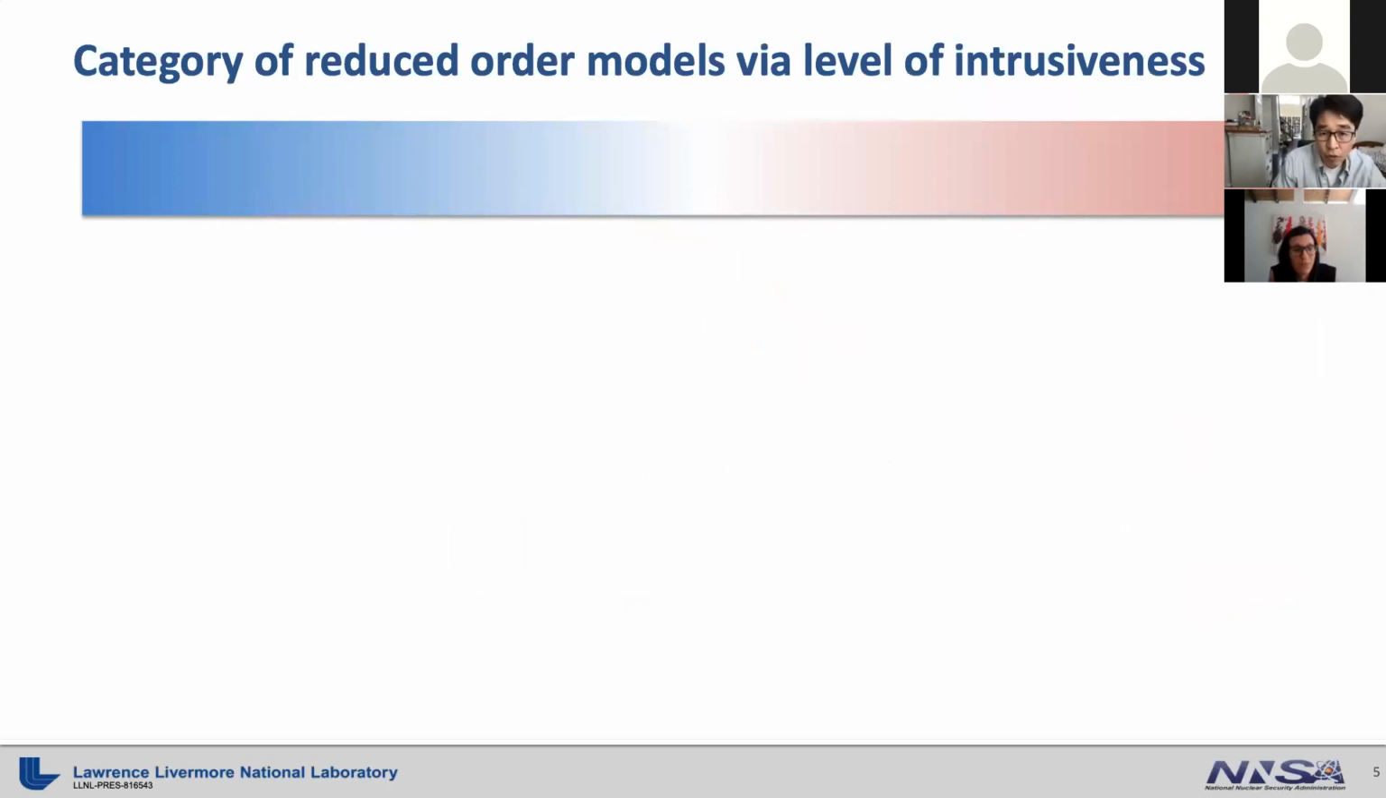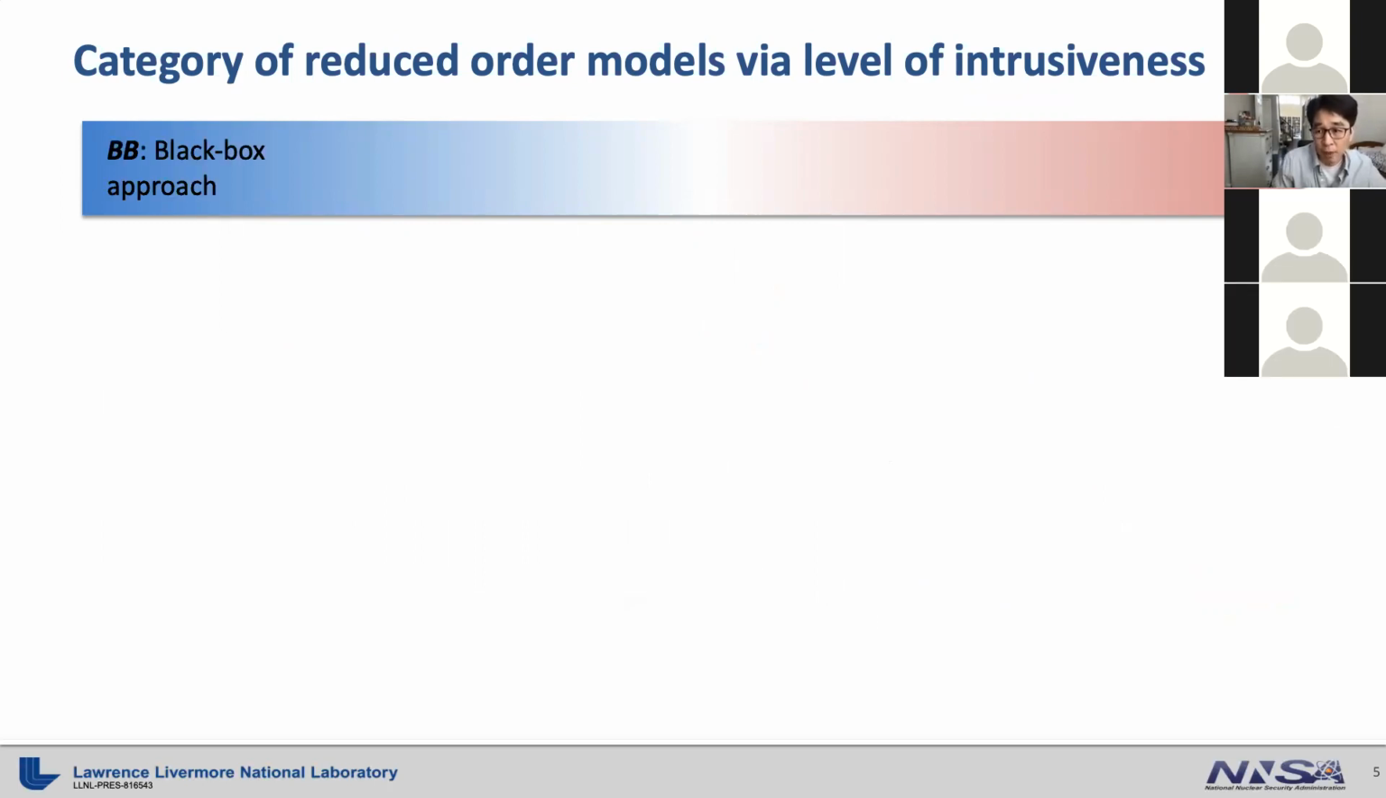Okay, these reduced order models can be categorized by their level of intrusiveness, as I mentioned. For example, the black box approach is the least intrusive method, requiring only data. Then we can think of a more intrusive method, which is the linear subspace reduced order model, so-called LS-ROM, where the state fields are represented by a compact linear subspace. An even more intrusive method is the nonlinear manifold ROM, so-called NM-ROM, where the state fields are represented by a compact nonlinear manifold.